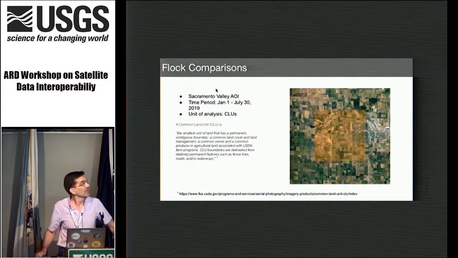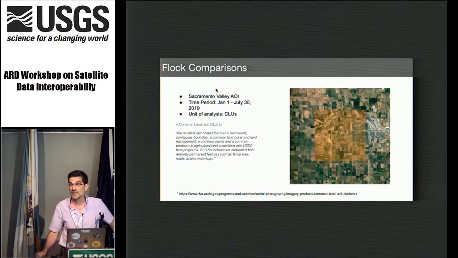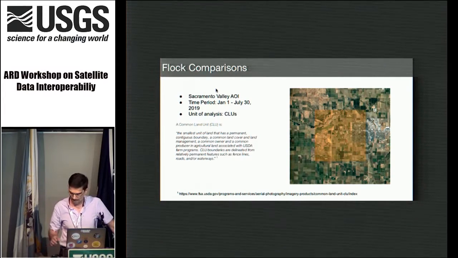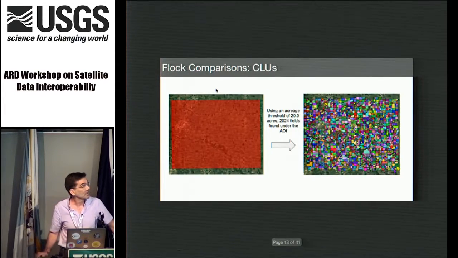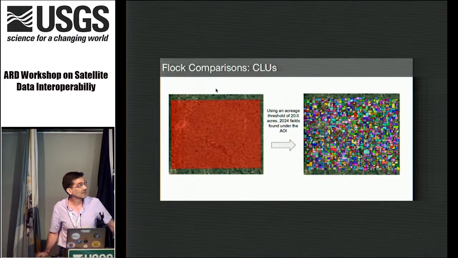values. The one I'm using is in the Sacramento Valley, and the time period I'm looking at is from January of this year to close to the end of July. I picked that time period because it will include the DeVars data. This just gives you an idea of what CLUs look like.